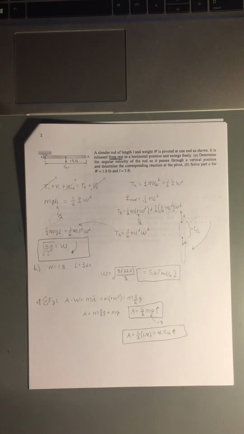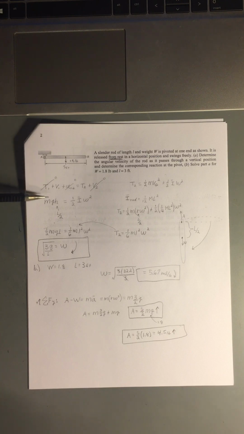So on problem 2 here, we have this slender rod, and it starts out horizontal, and the weight of this rod is going to make it swing down until it reaches the vertical position. And the first thing the problem wants us to find is the angular velocity, omega, of the rod as it reaches and passes through this vertical position here. And so we're going to use work and energy to solve this problem.